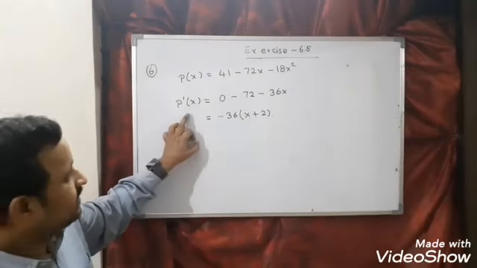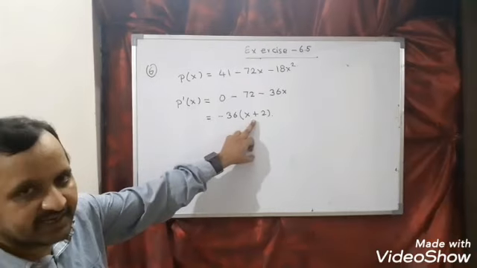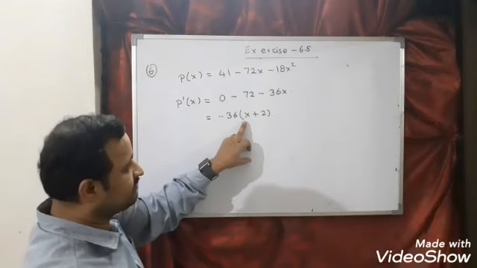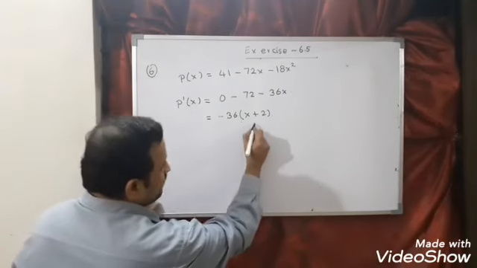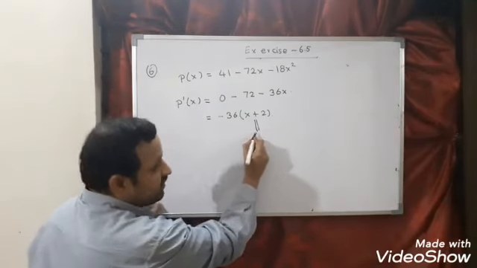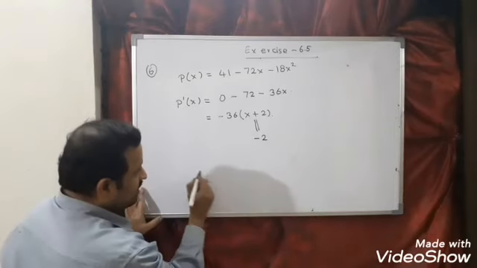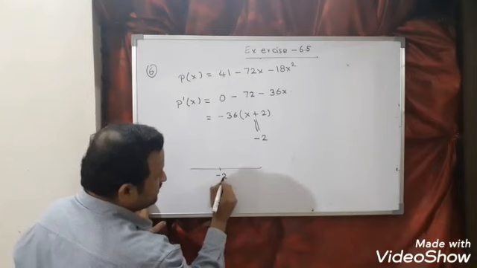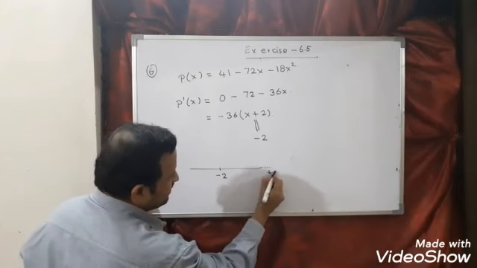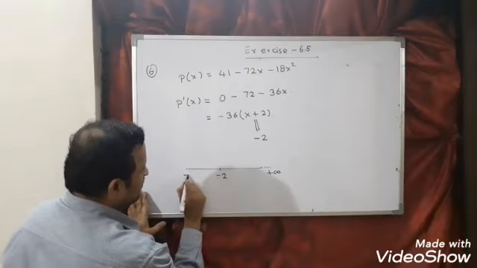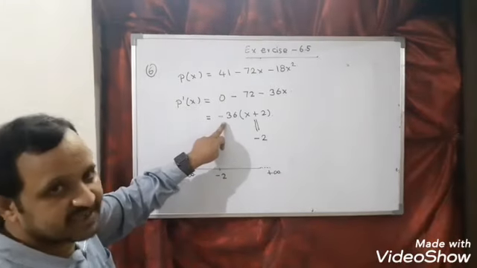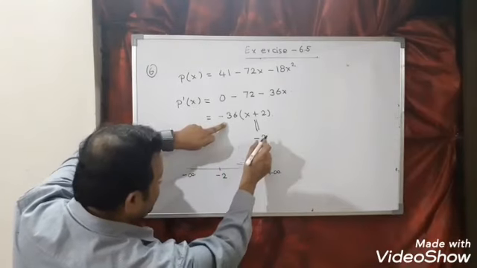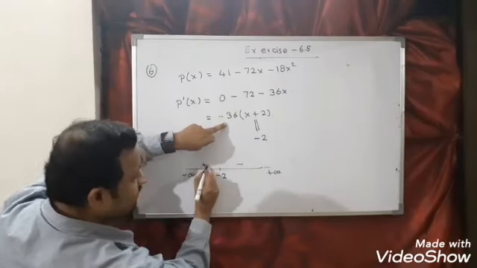So find P dash x, break it into linear factors. Coefficient of x should be positive. Find the critical point. For what value this will become 0? I can say minus 2. Plot all the critical points on the number line in increasing order. So this is minus 2, this is plus infinity, and this is minus infinity. What is the outside sign of P dash x? Minus. So minus will come here, and since it is not repeated, plus will come.